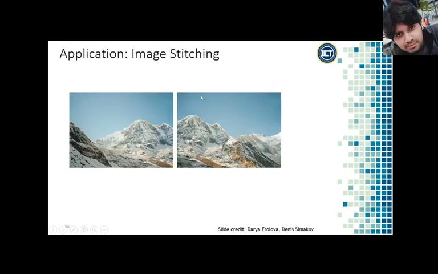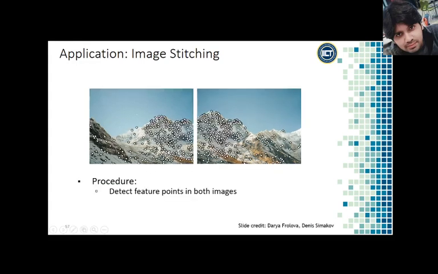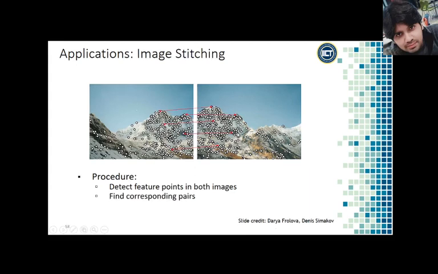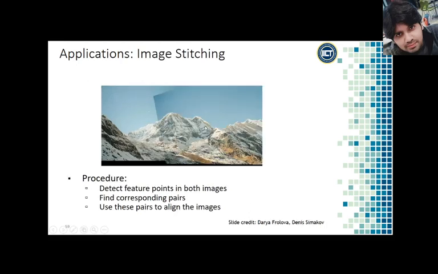So it can be used for multiple applications such as image stitching. What we can do is first detect the feature points in both the images, and then find the corresponding pairs. Once we find the corresponding pairs, we use those pairs to align both the images.